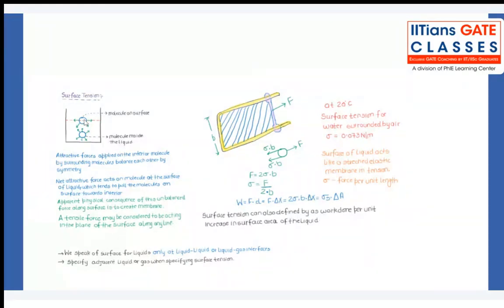The physical consequence of this unbalanced force is that it creates a thin elastic membrane on the top surface. So the top surface of the liquid tends to behave like an elastic membrane which is in tension. So you can assume there is a tensile force acting on the top surface. If you take any plane, any line, there will be a tensile force acting. That's the effect of surface tension, or in short, that is what surface tension is.